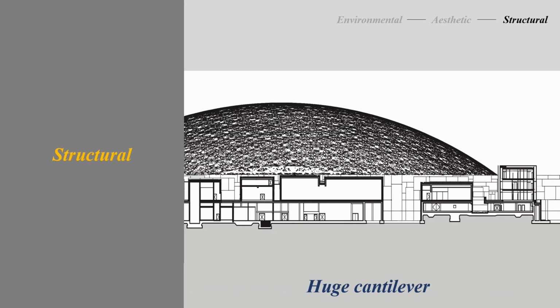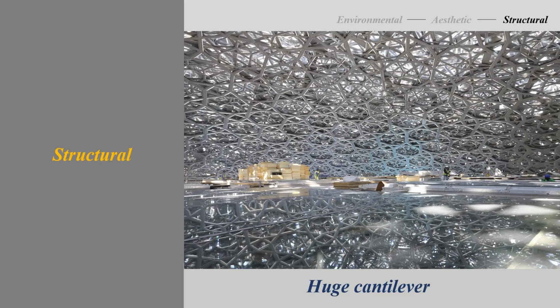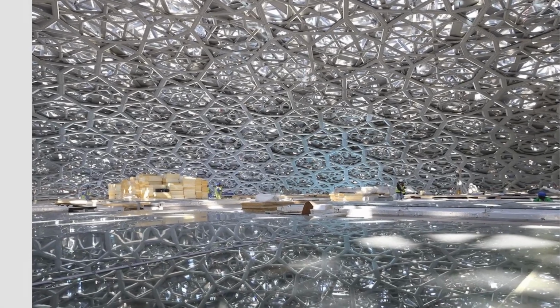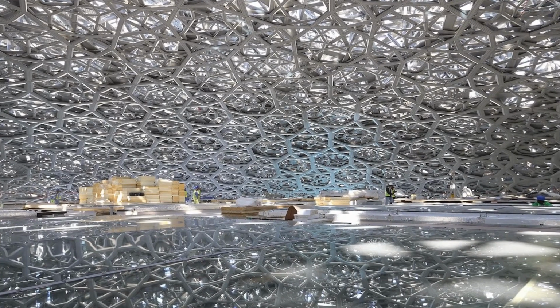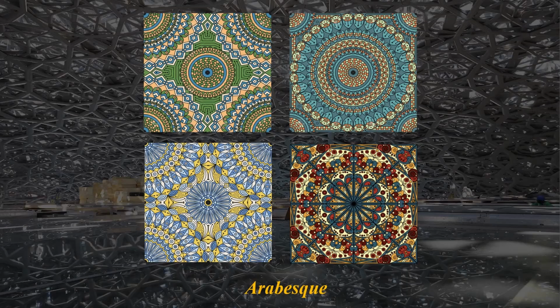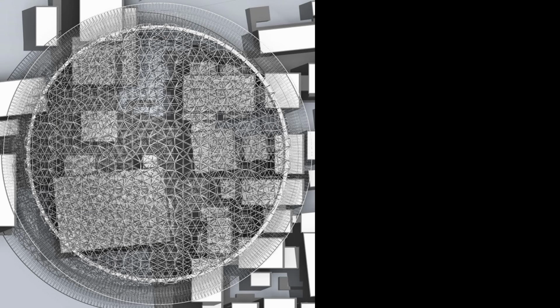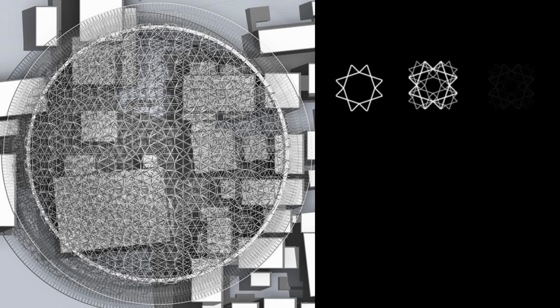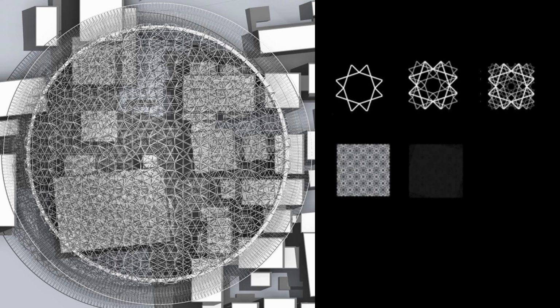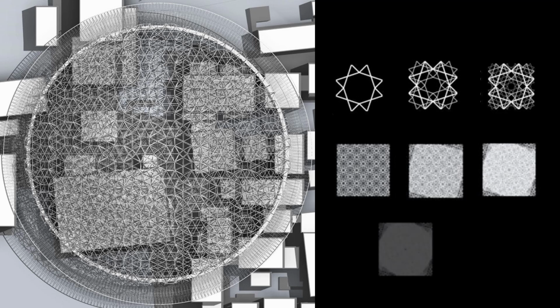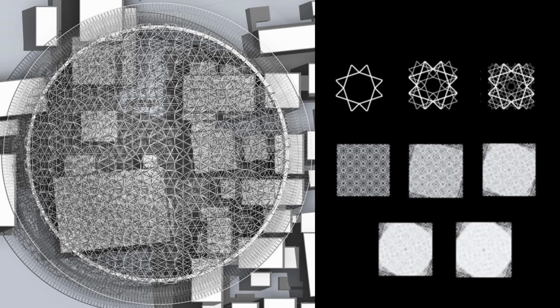Structurally, the dome spans 165 meters between the four supports, creating a huge cantilever. The pattern of the dome comes from arabesque as a traditional Arab pattern. This basic geometric pattern consists of isosceles triangles that are repeated and rotated to form a system consisting of squares and hexagons.